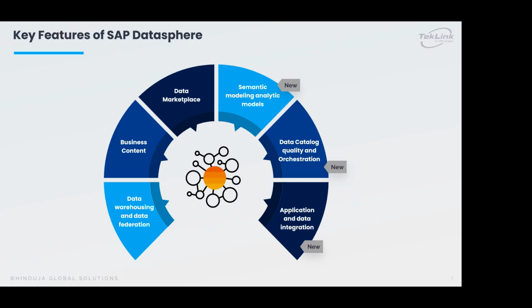Data cataloging is not yet mature, to be super honest, in DataSphere, but it gives a lot of value, and it is maturing with newer and newer versions. But there is a place where you can look at different definitions of the dimensions and KPIs in one place.